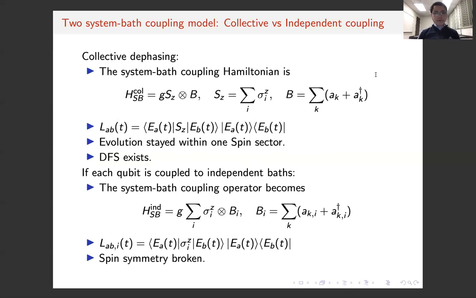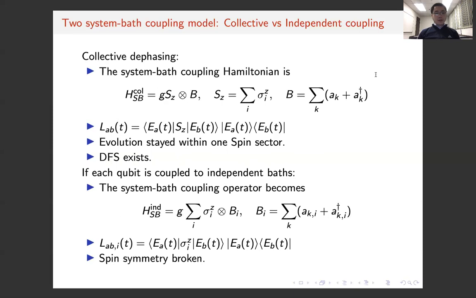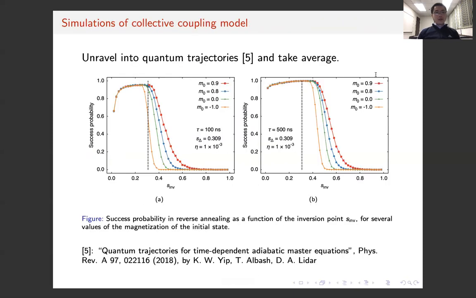For independent system-bath coupling, we also have the Lindblad operators, but there are many more. And also the spin symmetry is broken for this assumption. So the simulation is a lot more expensive there. So let's look at the collective coupling model. To do the simulation, we actually unravel the adiabatic master equation into quantum trajectories, and that can take parallel computing to our advantage and speed up the process.